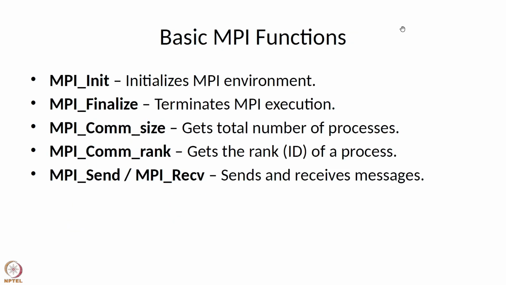So the basic MPI functions are MPI_Init, initializing the MPI environment; MPI_Finalize, which terminates the MPI execution; MPI_Comm_size, which gets the total number of processes; MPI_Comm_rank, which gets the rank or the ID of a particular process; and then finally you have MPI_Send and MPI_Recv, which send and receive messages and form the building blocks of every other MPI function.